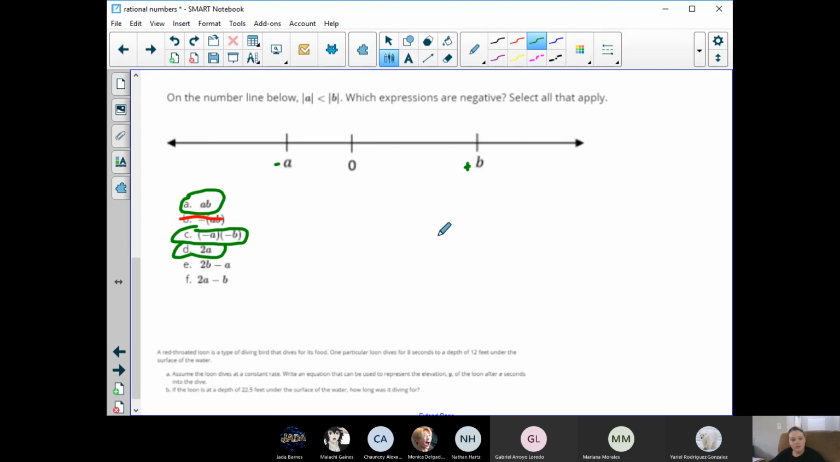All right, 2B minus A, and we know A is negative. So 2B minus A, is that going to be a positive or a negative answer? Malachi is on top of it today because we are opposite of A, so we are adding A. So 2B plus A.